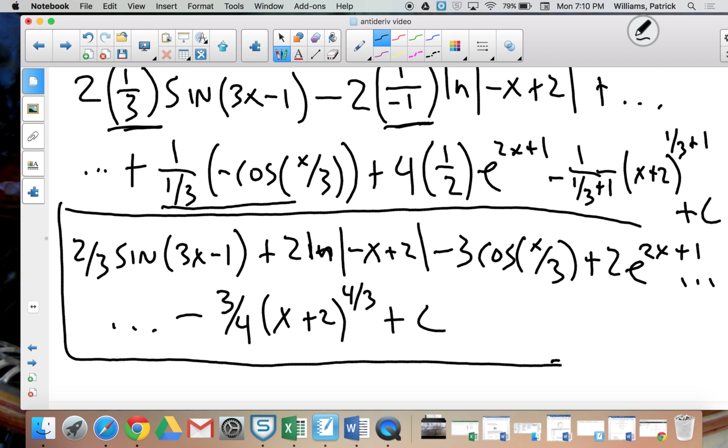And like I said, if you can do this, you should be in really good shape when it comes to just solving any general antiderivatives. That is until we get to use substitution, and we'll learn yet another trick in solving these.